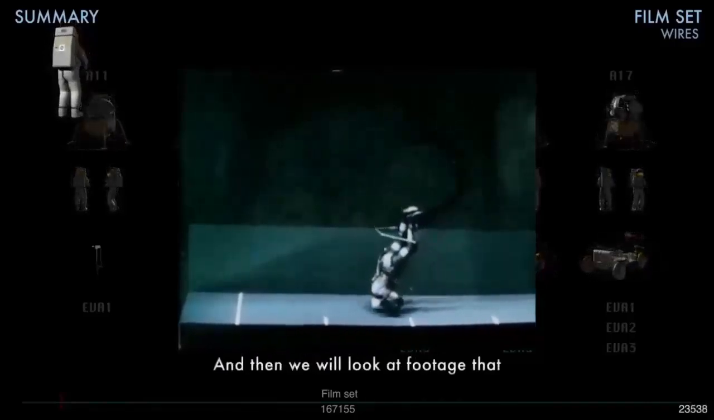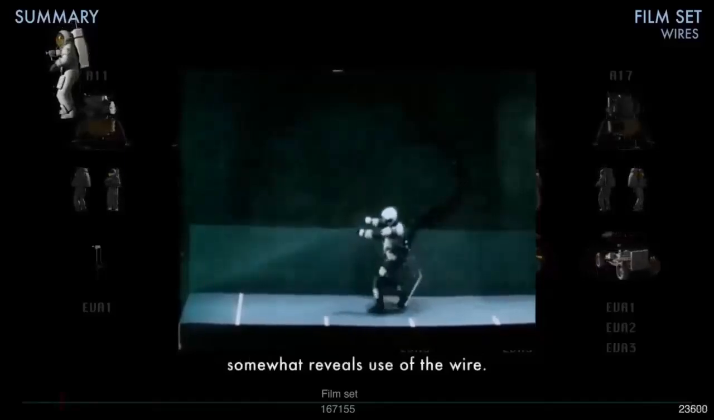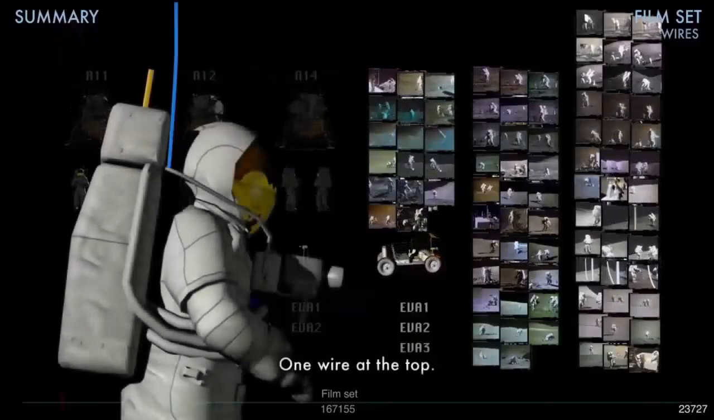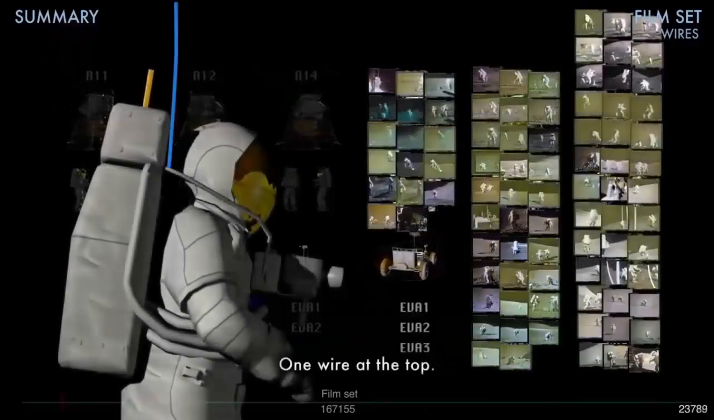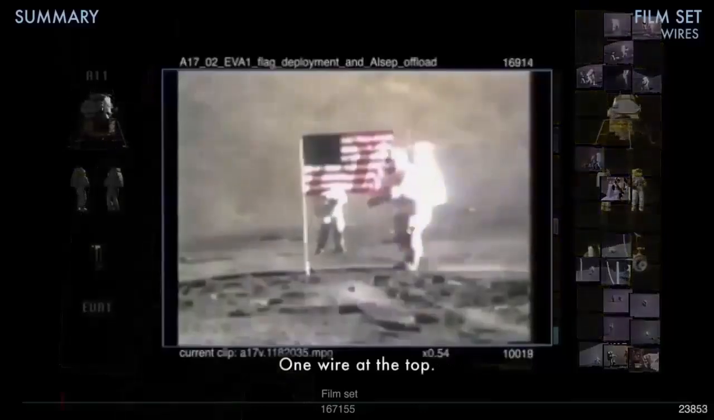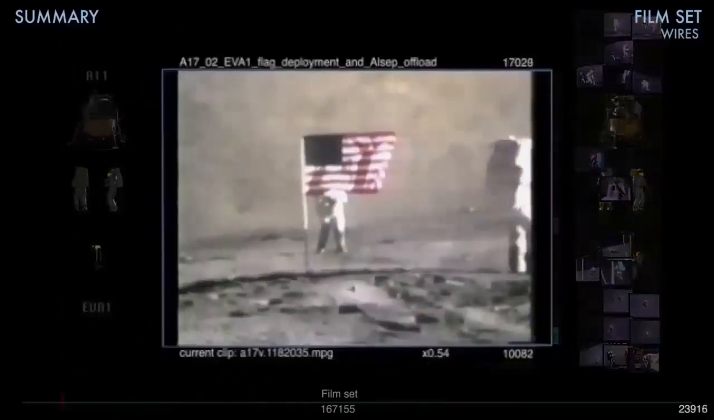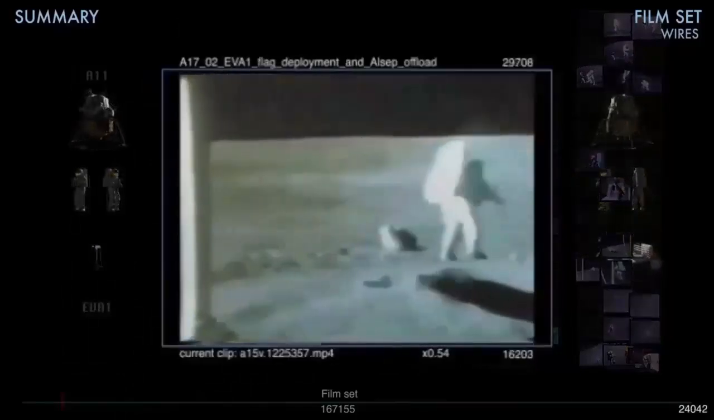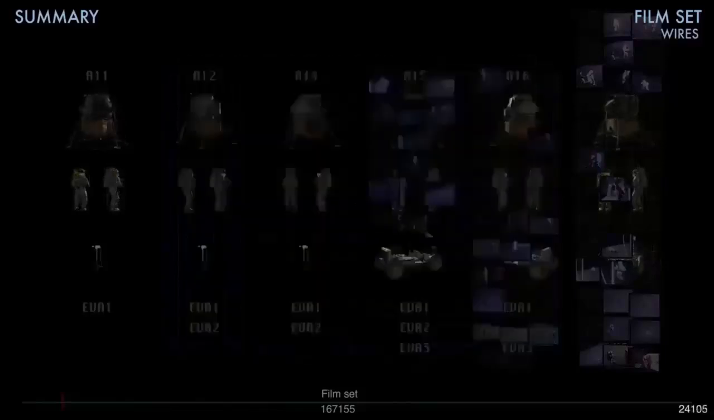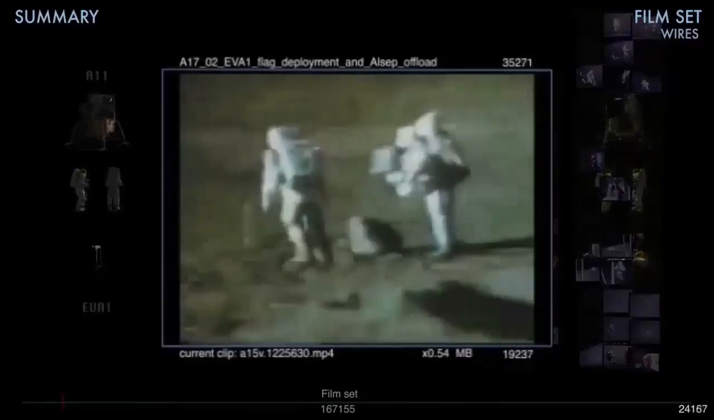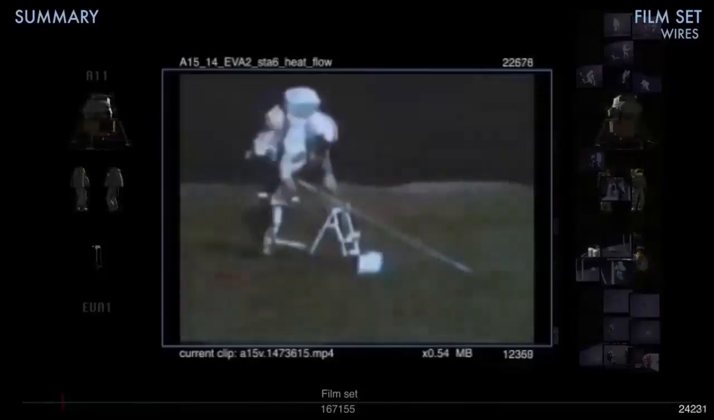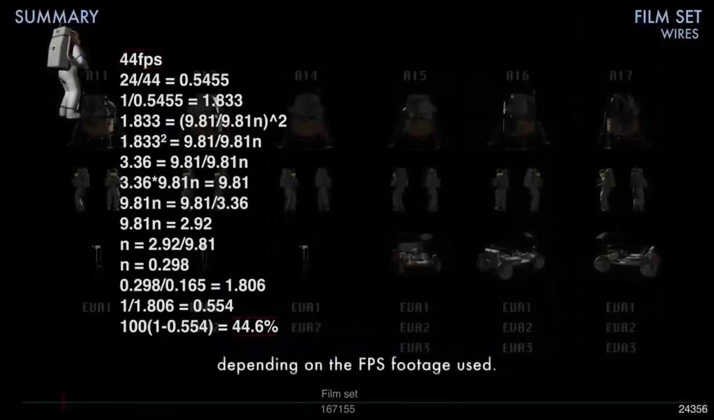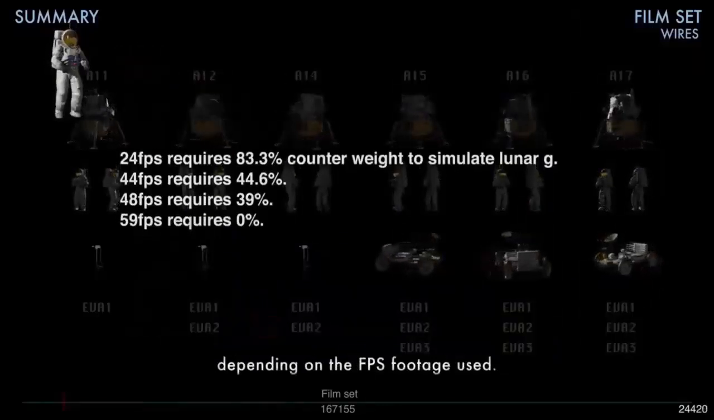And then we will look at the footage that somewhat reveals the use of wires. One wire at the top. There are the equations that show the counterweight necessary depending on the frames per second of footage used.